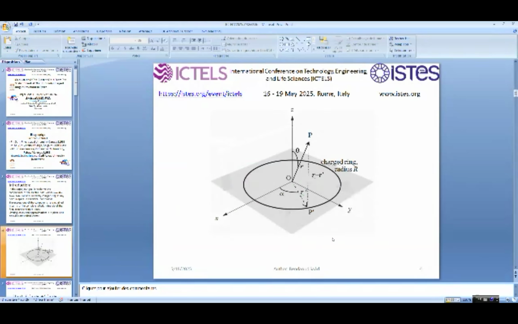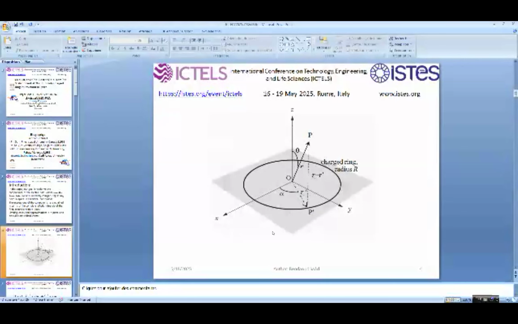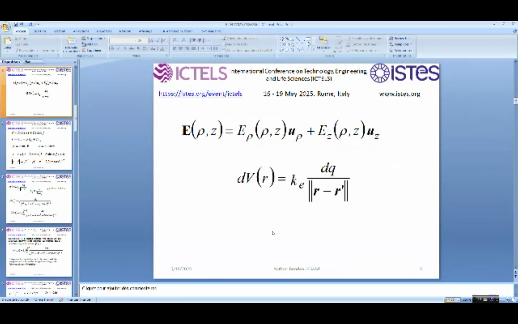This is the setup. This is the charged ring, and we want to find the electric field at the point P in space. The X, Y, Z is the coordinate system. And the expected expression of the field is here. It must have two components, the radial component and the axial component.